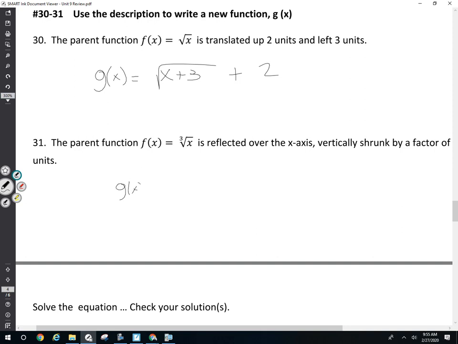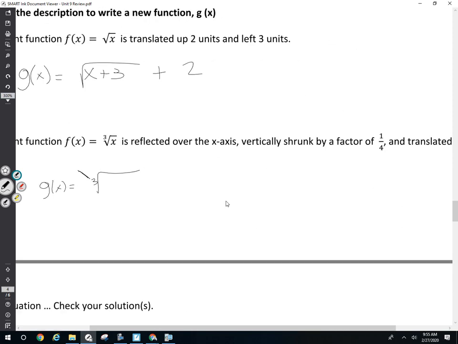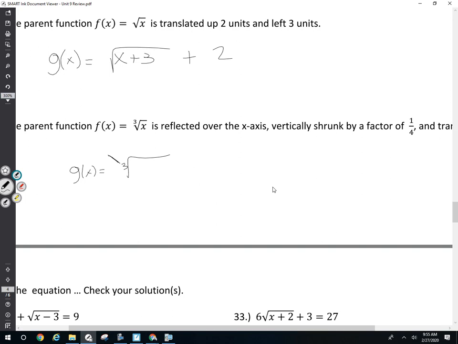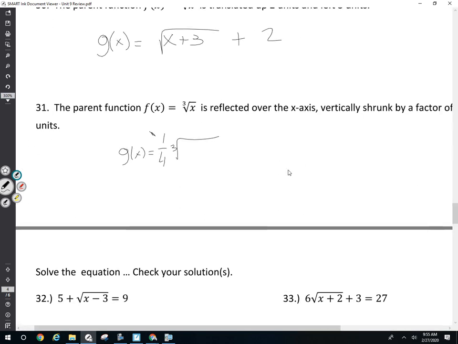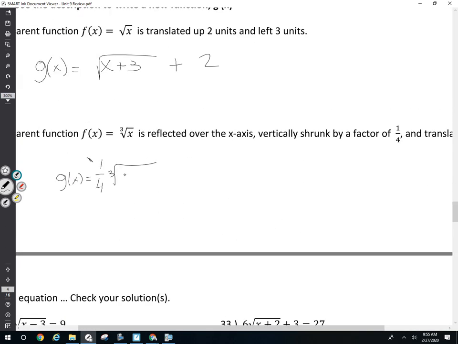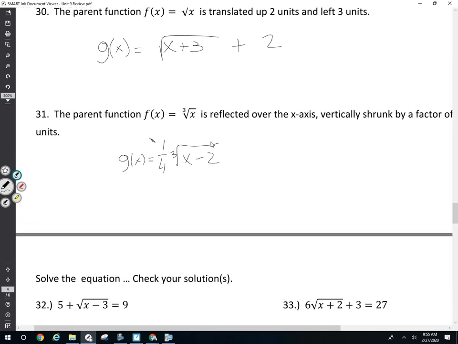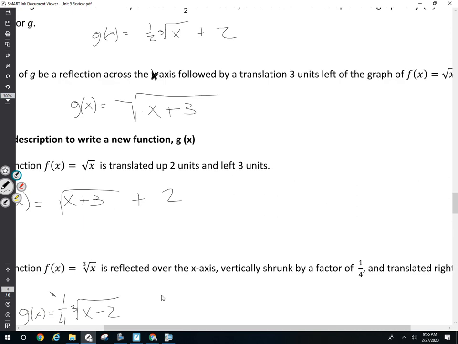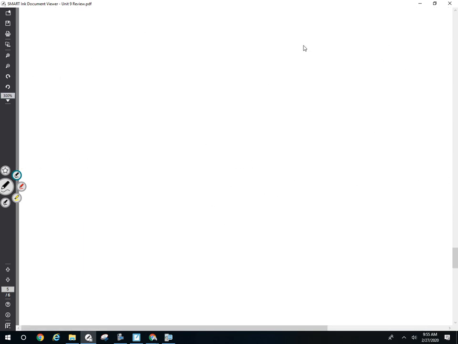Here, I'm reflecting over the x-axis. The x-axis changes my y's. I'm shrunk by a factor of 1/4. That's a vertical shrink, so that means I need a 1/4 in front of this and a negative. And I'm going to the right 2 units. The right is an x, so we're going inside, and it's opposite of what we would think. And obviously, I would graph these to check. Okay? All right, moving on to solving equations.